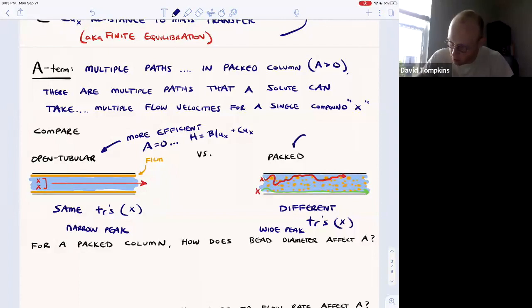But the packed columns, we saw that these had more available stationary phase, and a greater surface area of stationary phase means you can add more solute to the column, or they have a greater column capacity. And that's often useful when you're trying to separate compounds after a reaction or something.